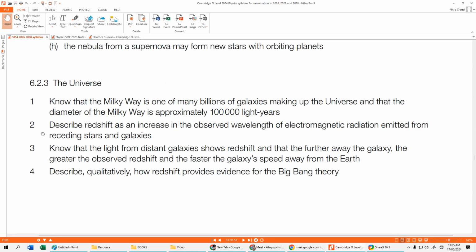Moving on, number 2, describe redshifts as an increase in the observer wavelength of electromagnetic radiation emitted from the receding stars and galaxies. Know that the light from the distant galaxies show redshift, and that the further away the galaxy, the greater the observed redshift, and the faster the galaxy's speed away from the Earth. Describe qualitatively how redshift provides evidence for the Big Bang theory.